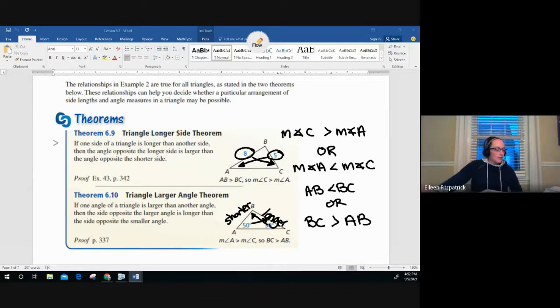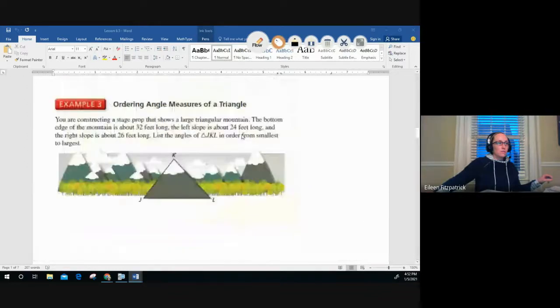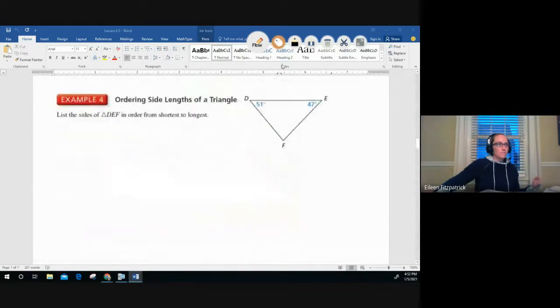Okay. So let's flip the page. We're actually going to skip example 3 and go right to example 4. So skip on over 3, go to 4. Okay, so for this one, it says list the sides of triangle DEF in order from shortest to longest.